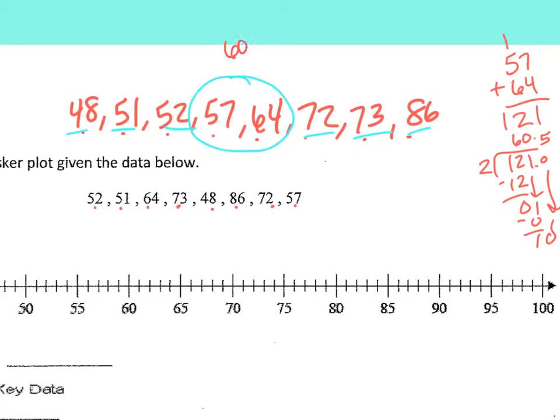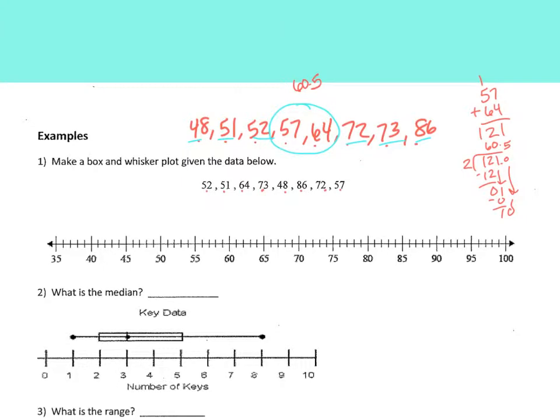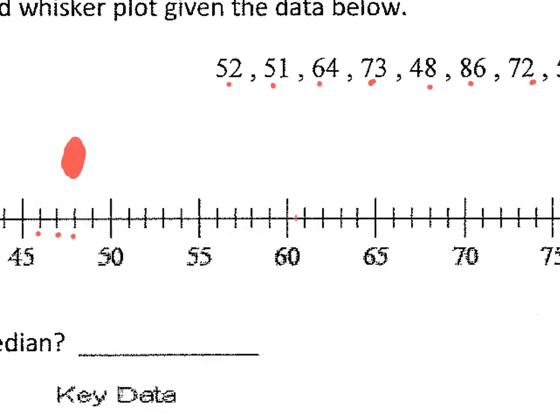Okay, so 60.5. Let's look down at the number line, and I can go ahead and put a point at my minimum. So 45, 46, 47, 48. I can go ahead and put a point at my maximum. So 86. And I'm going to go ahead and put my little hash mark at 60.5. So that would be about right here.